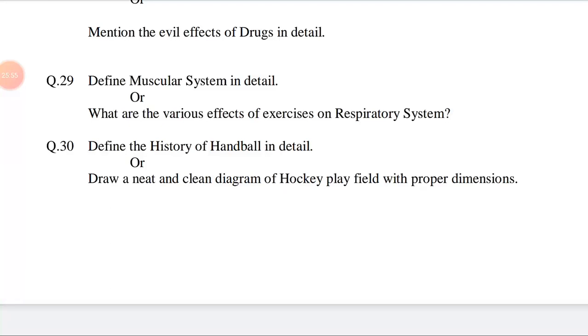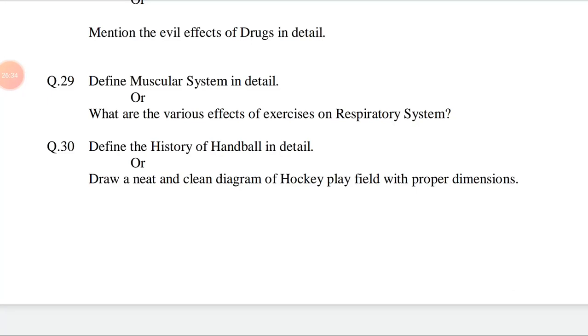Question number 29. Define muscular system in detail. This question is related to chapter number 2, Physiological Aspects of Physical Education. Define means explain, detail, particular, give full information. The answer may be, first of all, write introduction of muscular system, then types of muscles, and next effects of exercises on muscular system, or what are the various effects of exercises on respiratory system.